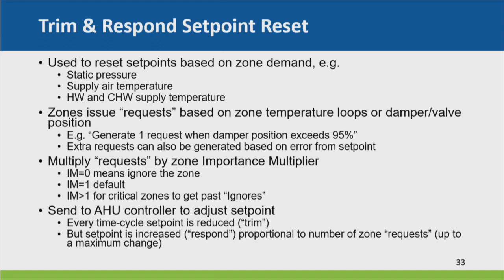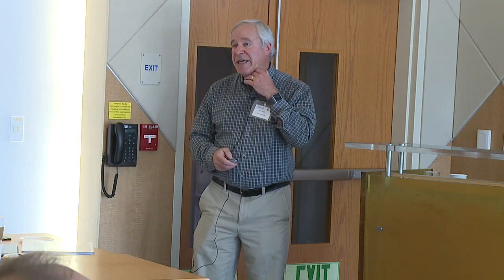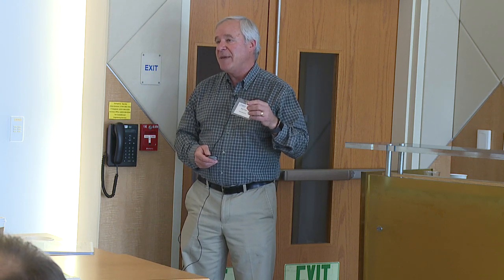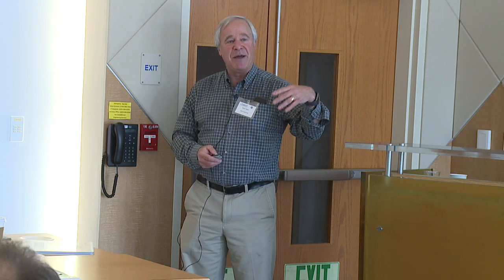You can also just do it. Some building engineers, there are people that annoy them or something, and they give them 0 just for fun. The default is 1. And then you can also do greater than 1. This would be a zone that's super important and that you don't want to ever ignore. In a minute, I'll talk about the ignores.